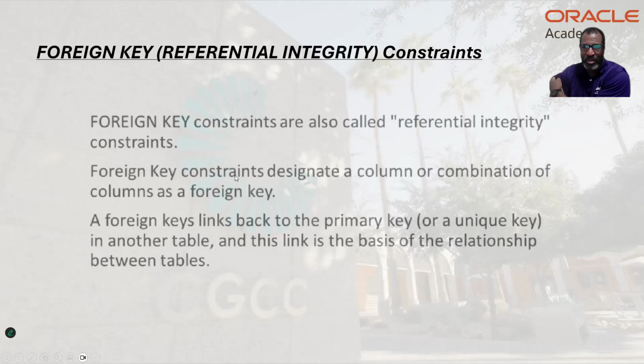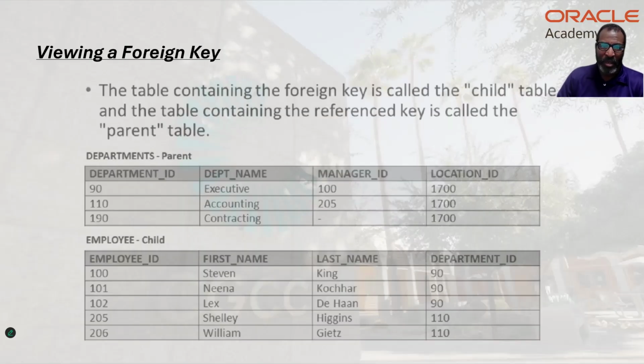Foreign key constraints are also called referential integrity constraints. We've seen this before. Foreign key constraints designate a column or combination of columns as a foreign key, and basically they have to be referenced by a primary key. That's the whole purpose of it. The table that contains a foreign key is called a child. The table that has the primary or reference key is called the parent.